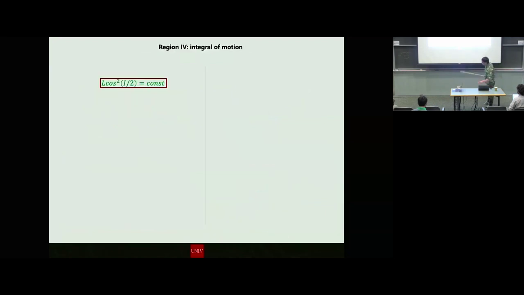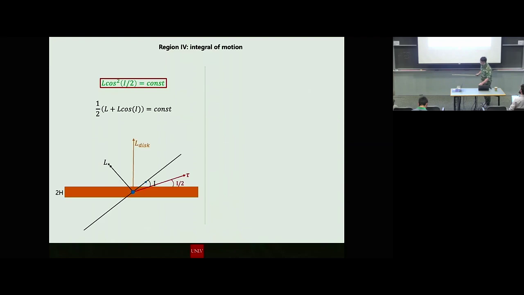And what is very interesting in this process is that I found that the integral of motion in this dynamical process is basically a combination of the angular momentum and the inclination. We can rewrite it in this way. Basically, it's the average between the angular momentum and the angular momentum in the z direction. And this is easy to understand. So this is our disk-star interaction, and we have angular momentum in this direction, and we have a torque in this direction. And this is the z component of the angular momentum, and this is the integral of motion that is constant during the star-disk interaction.